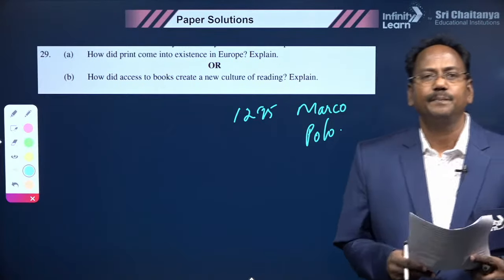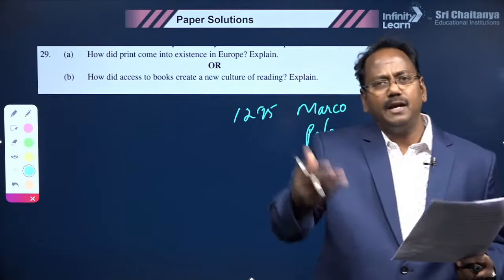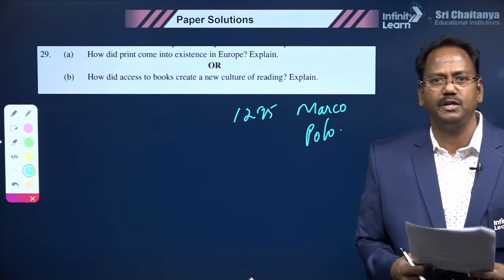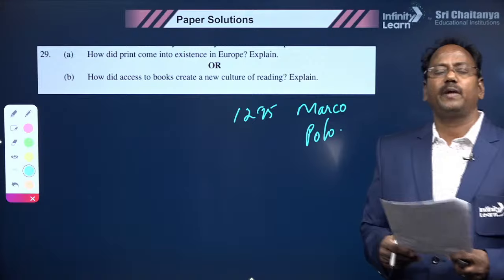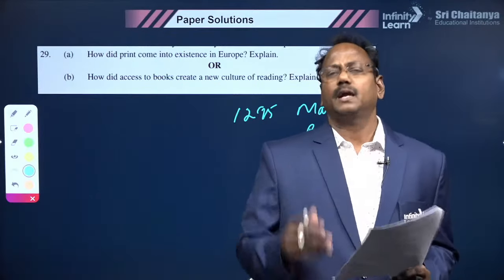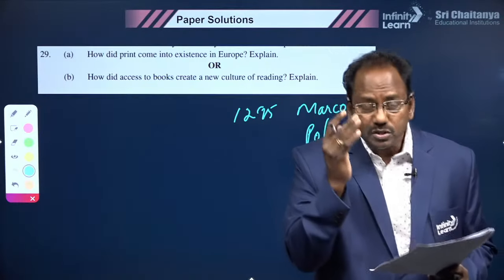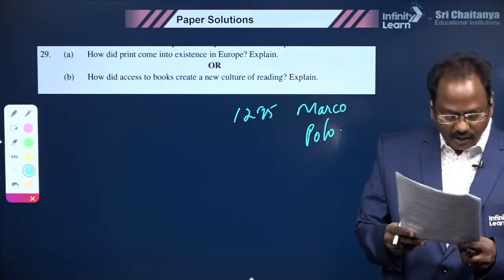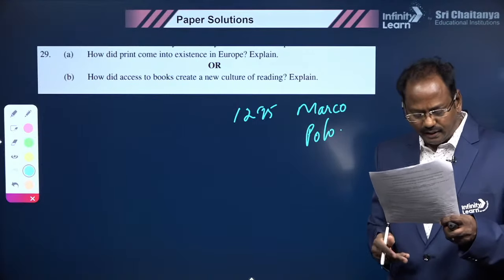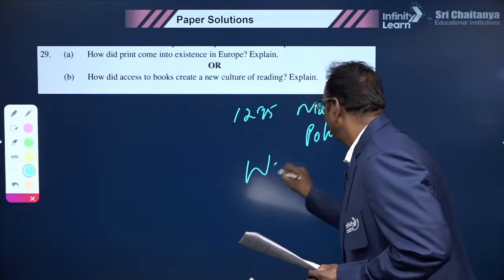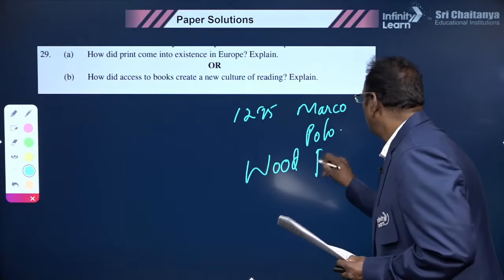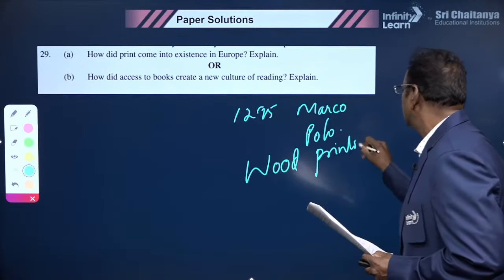He returned to Italy after gaining a lot of knowledge about printing during so many years of exploration in China. He acquired a lot of knowledge in printing because by that time China had greater printing technology in wood block printing, which we already discussed.